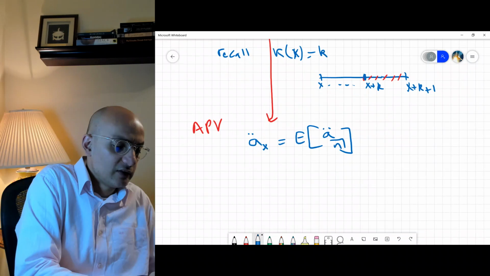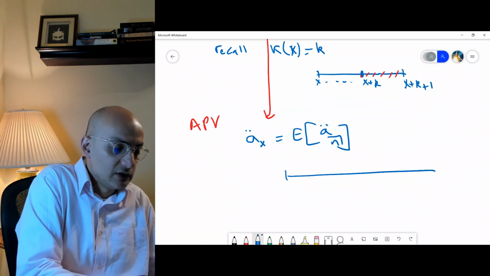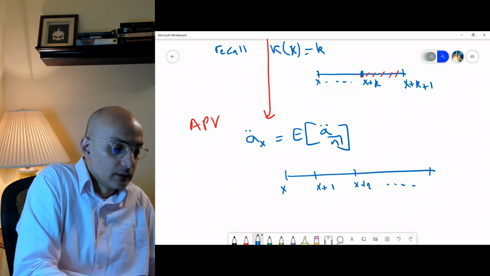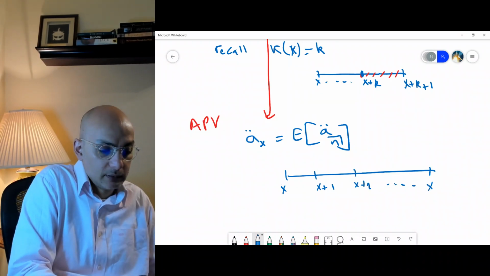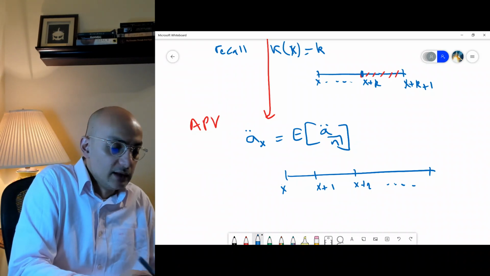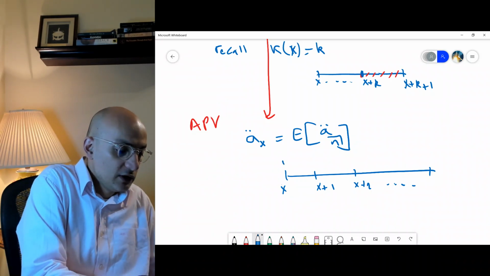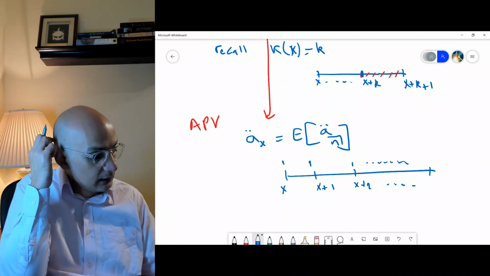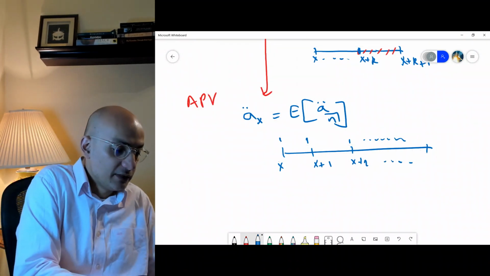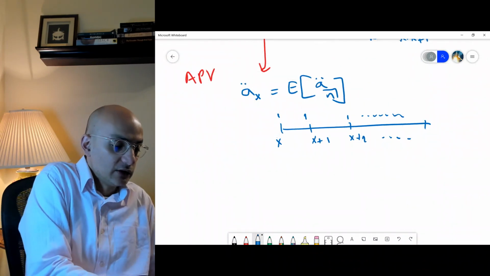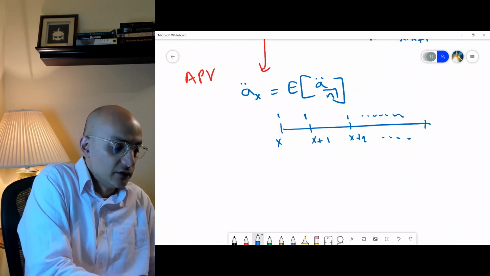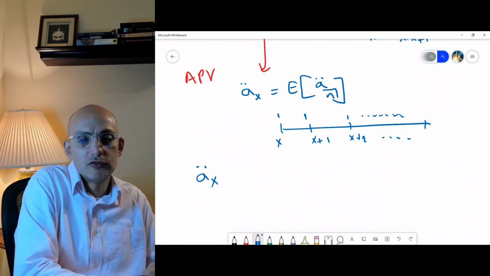Let's visualize it. So you have x, x plus 1, x plus 2, all the way to the end. Here it gives us $1 here, $1 here, $1 here, and keeps going, right? And now we need to discount this back, conditional on life. So if you think of a double-dot x, there are several ways to compute this one.